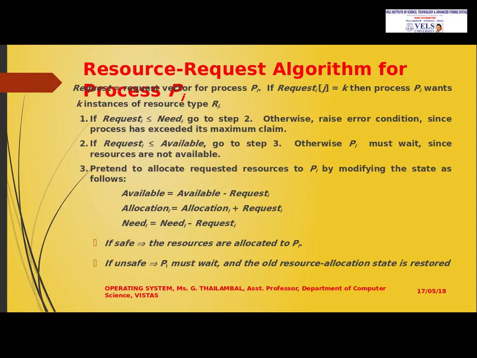So it will do all these calculations and check. If it is safe, the resources are allocated to the particular process P, or if it is an unsafe state, the resources will not be allocated. So these 3 steps will be checked again and again. If any one step is not okay, then it will not allocate the resources. So this is called the resource request algorithm for each and every process.